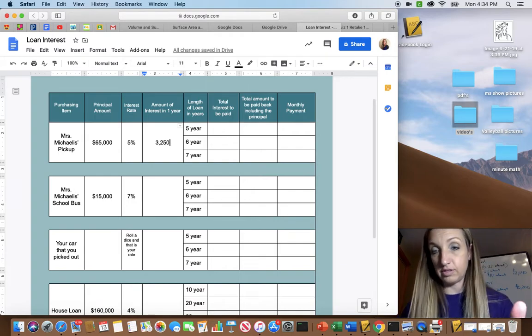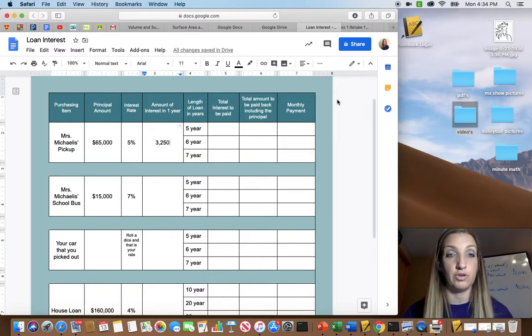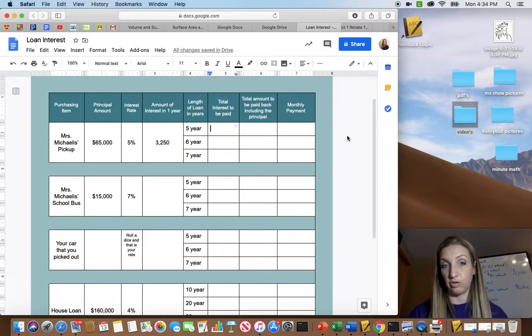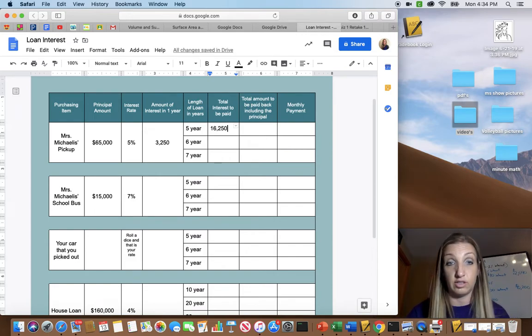Again, you can type this in if you know how to make that work, or just write it in paper and pencil if you've written this table down, up to you. Let's say that my bank and I agreed that I would pay this loan back in 5 years. So I'm going to do 3,250 times 5, because every year I'm going to have to pay back this amount, $3,250. In 5 years, 3,250 times 5 is $16,250, and that's just in interest.